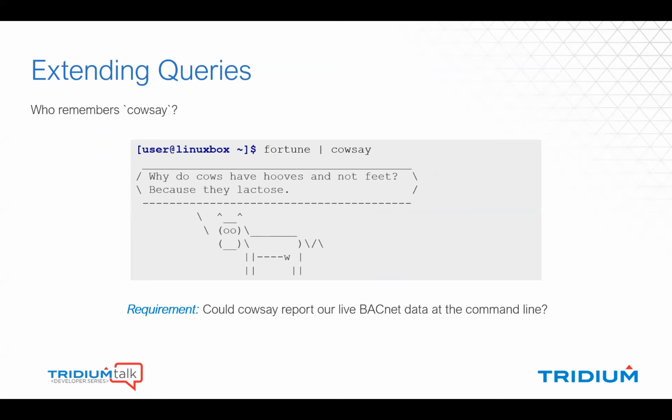Now, anyone in the meeting with a grey hair or three with experience of Linux in their past may have come across the command line utility cowsay. Its purpose is to simply parrot back to you any text that you pipe into it in a triumph of ASCII art. And we thought it might be a little bit more interesting for our example today to see, could we actually make cowsay report our live BACnet data at the command line?